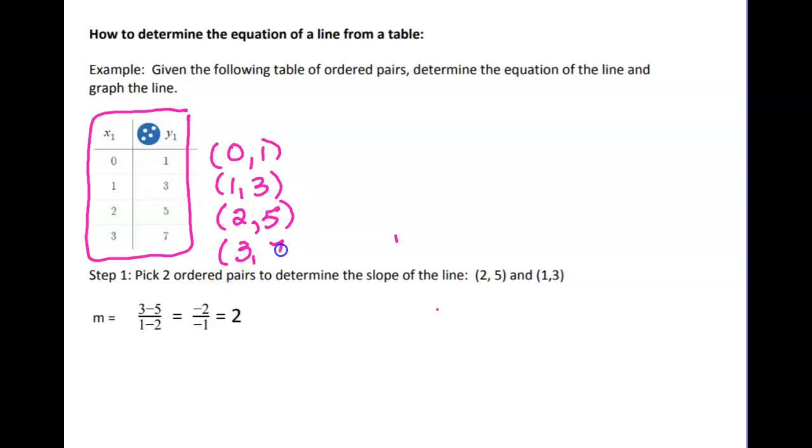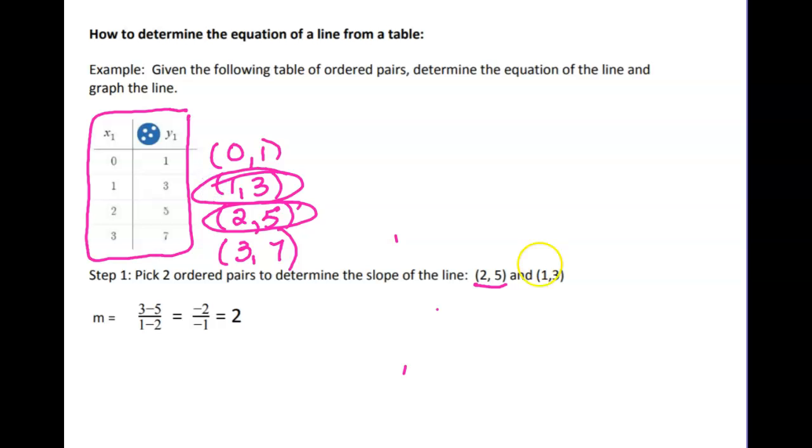Okay. All right, but we want to come up with the equation of the line. All right, so you want to start out and you want to come up with your slope first. You only need 2 points to come up with a slope. It doesn't matter what 2 points you pick. Okay, in this example, I picked (2, 5) and (1, 3).